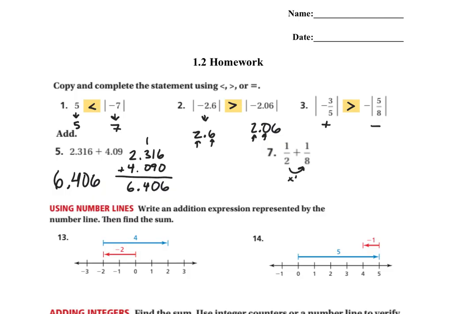For adding fractions, remember I need to make common denominators. I can see that by multiplying by 4, I can change 2 into 8. Whatever I do to the bottom, I have to do to the top. So 1/2 is going to change into 4/8. Adding 1/8 to that, we get 5/8.